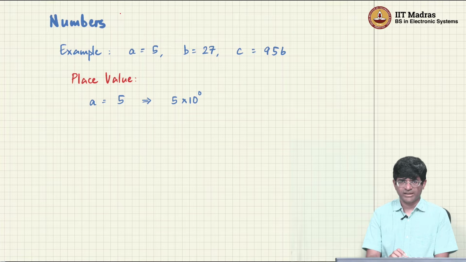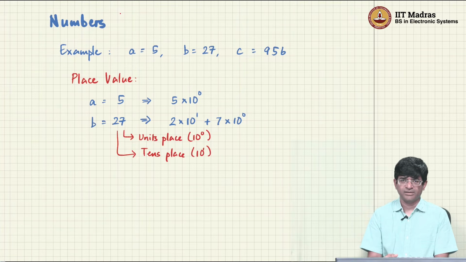So let's first look at the decimal numbers. I mean 5, 27 and 956, we understand them because we are used to the decimal system of representing numbers, and what that means is there are 10 digits, 0, 1, 2, 3, 4, 5, 6, 7, 8 and 9. 5 is one of those digits. When I say A is equal to 5, what I actually mean is that 5 is in the so-called units place, which effectively means that it has a value of 5 into 10 to the power of 0, 5 units, 5 ones.